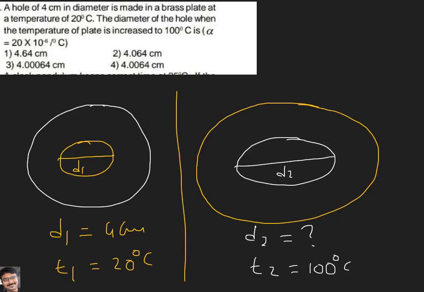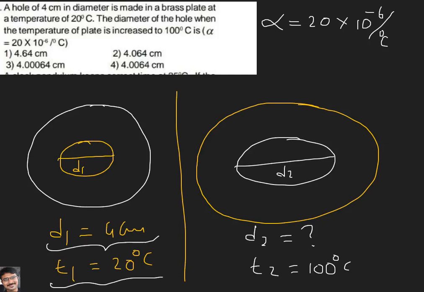Okay, fine. So this is the given, and in the question you can also observe they have given the coefficient of linear expansion, 20 into 10 power minus 6 per degree centigrade. Here D1 is diameter 4 centimeters at T1, 20 degrees centigrade. D2 is how much the diameter becomes when the temperature is 100 degrees centigrade. This is a simple question they asked us to find.